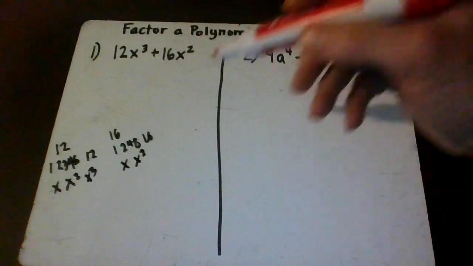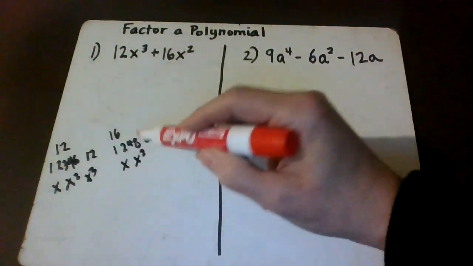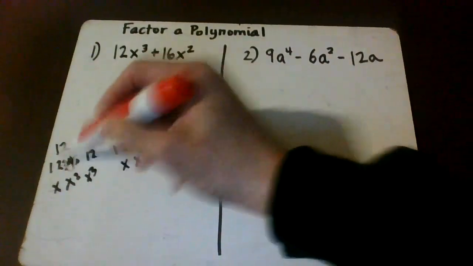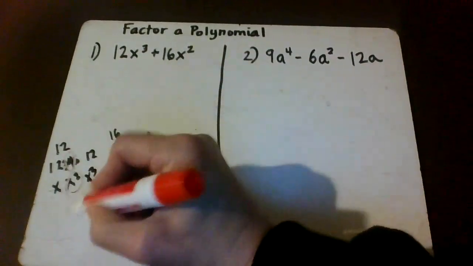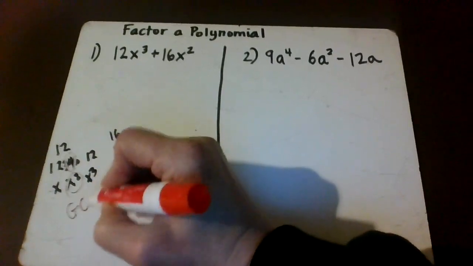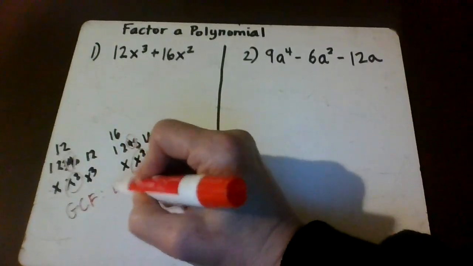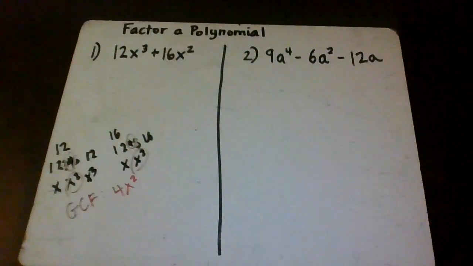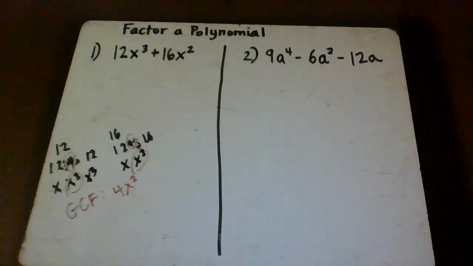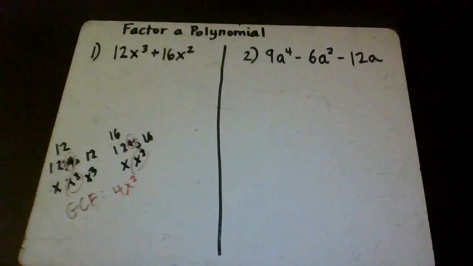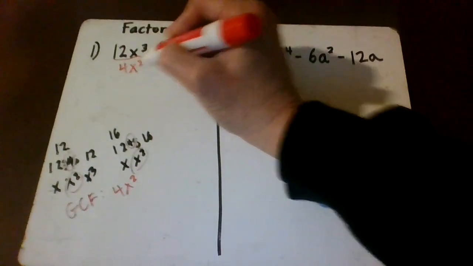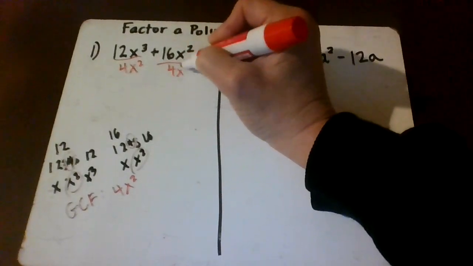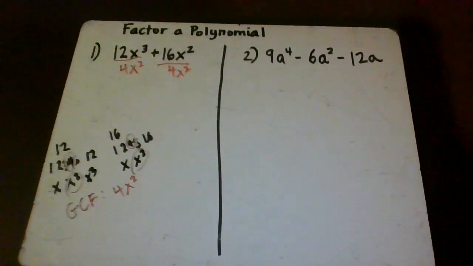So to find a greatest common factor, the biggest one in both lists is 4, and the biggest one in both lists is x squared. So my greatest common factor is 4x squared. So now what I'm going to do is take that 4x squared and divide each of these terms by this. And now we're back to quotient of powers.